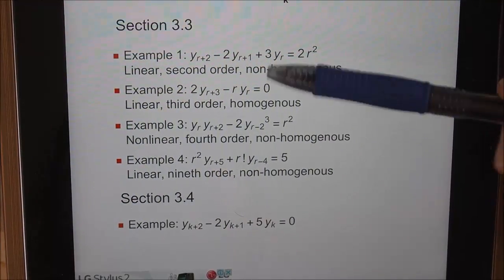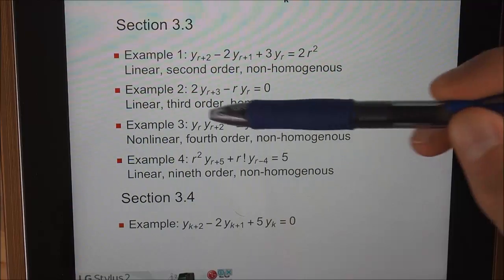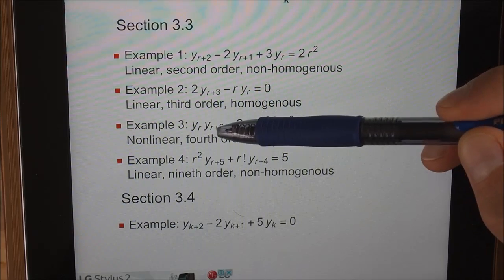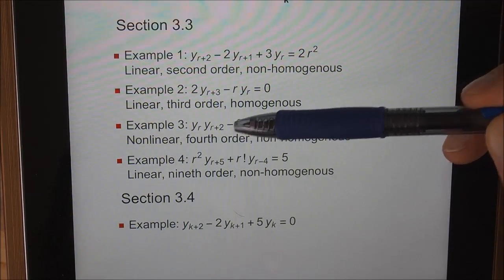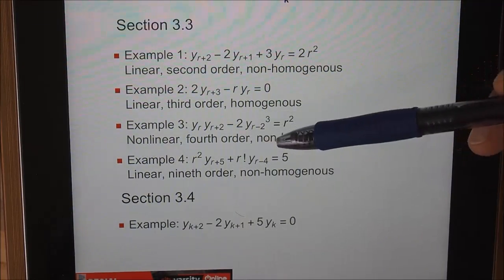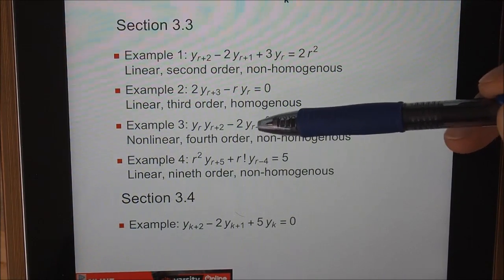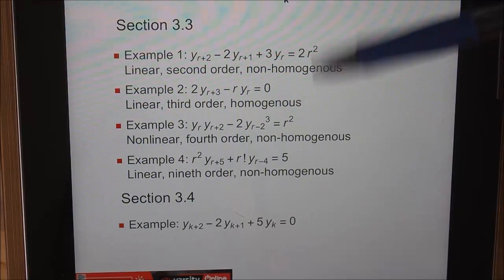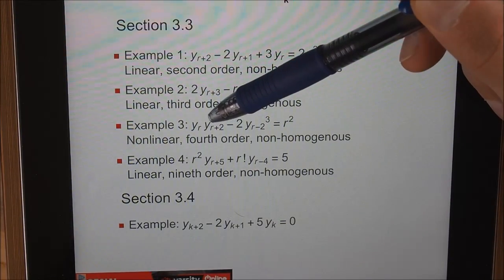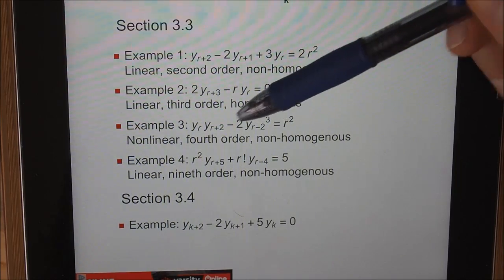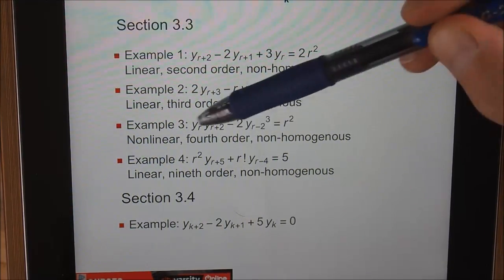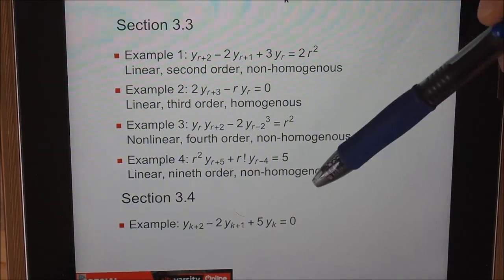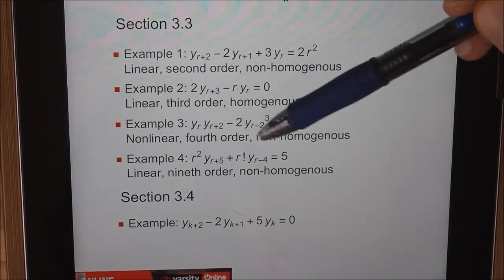The third example is nonlinear because we have this product here, y_r times y_{r+2}. So this term contains two dependent variables, y_r and y_{r+2}. And this term here is also nonlinear, so we have y_{r-2} to the power of 3, so it appears 3 times in that term. It's non-homogeneous because the right-hand side is not 0. And it's fourth order because the highest term is r+2. r+2 minus r-2 is going to give me 2 minus minus 2, so 2 plus 2 is 4, so it's fourth order. So the difference from the highest to the lowest is 4. Hopefully that makes sense.